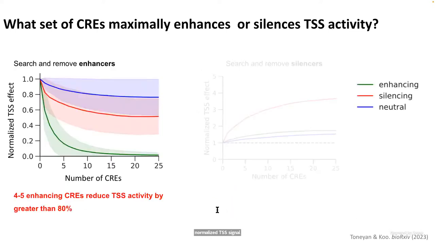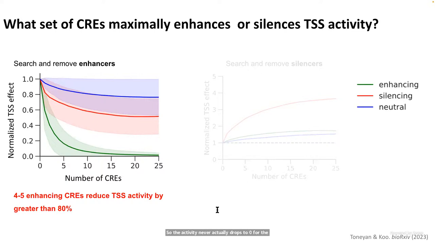And here are the average results of the greedy search for enhancers, again, for those 3 sequence categories that I defined earlier. In enhancing context sequences in green, on average, perturbing 4 to 5 CREs is necessary to reduce the TSS signal by more than 80%. Interestingly, even the silencing and neutral contexts contain enhancing CREs, but they don't have the same kind of effect on their respective TSSs, so the activity never actually drops to 0 for those sequences.